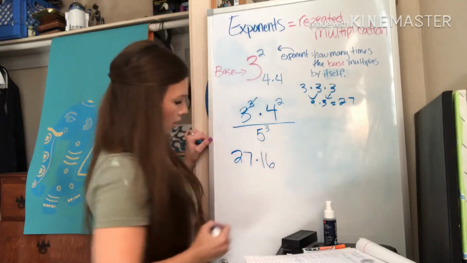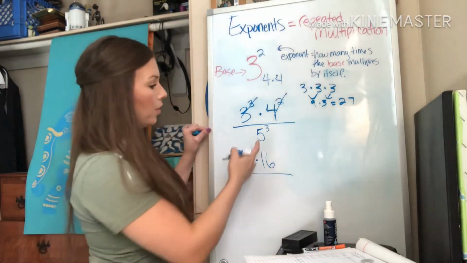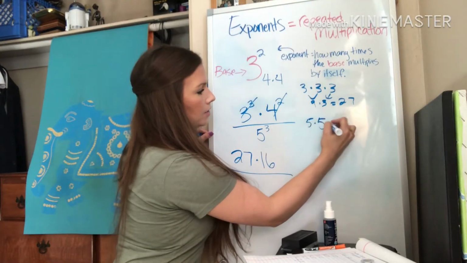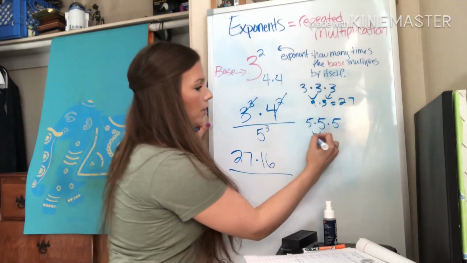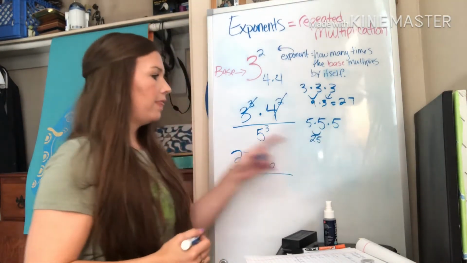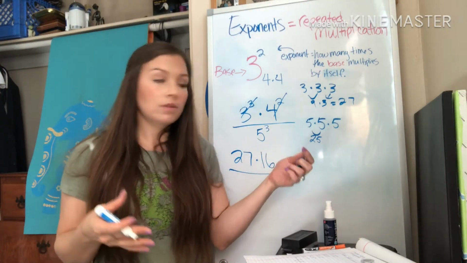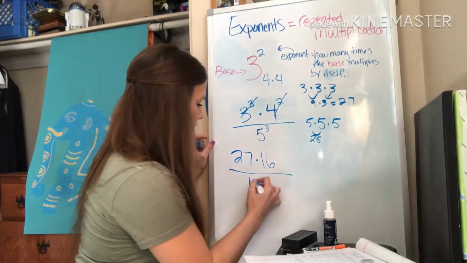So 16 goes down there. We're done with that. Now we have our denominator, 5 cubed. So that's 5 times 5 times 5. We just did this one, right? 5 times 5 is 25. And then 25 times 5, or 5 quarters, would be $1.25. So 25 times 5 is 125. Okay?